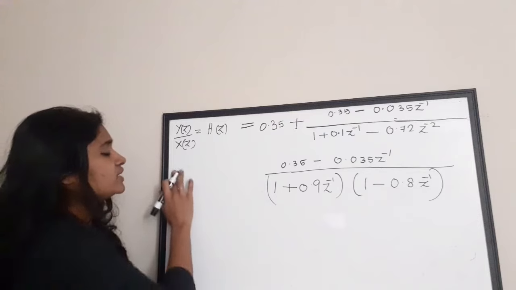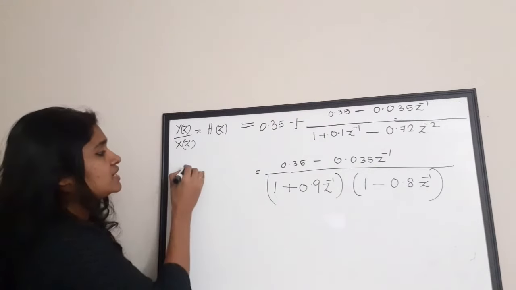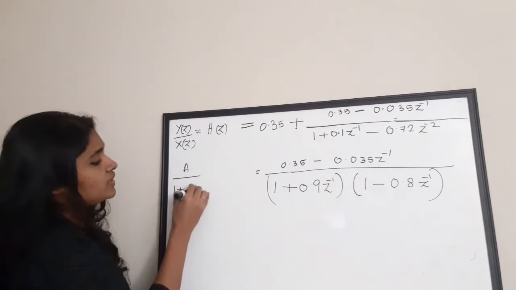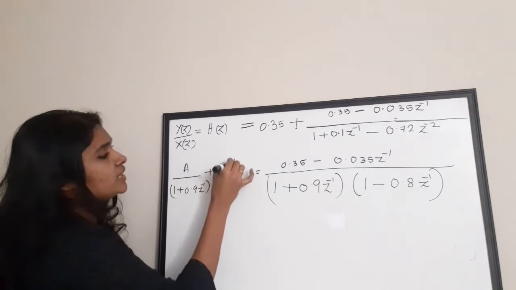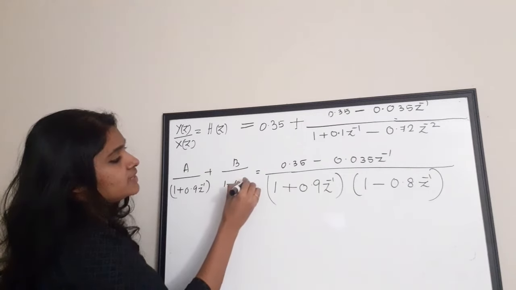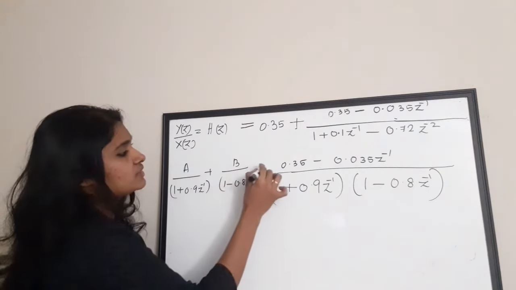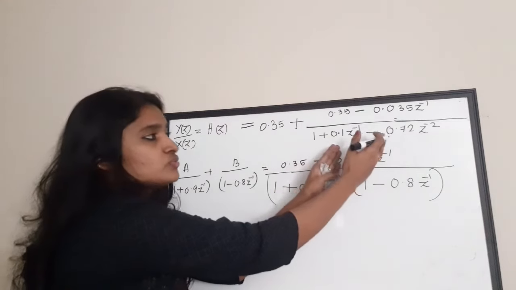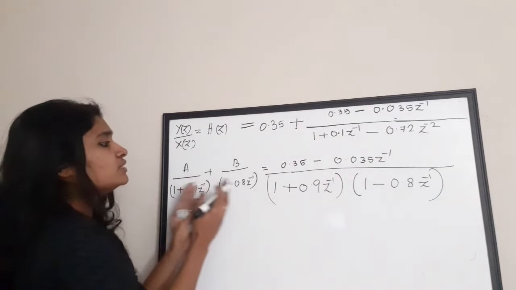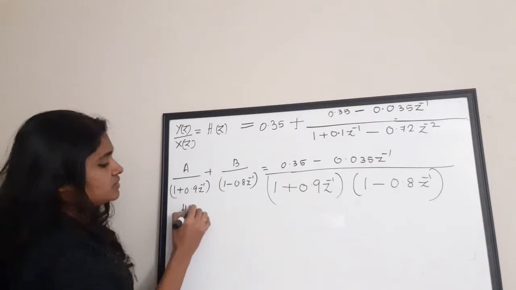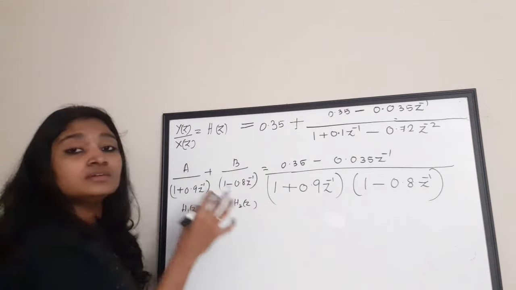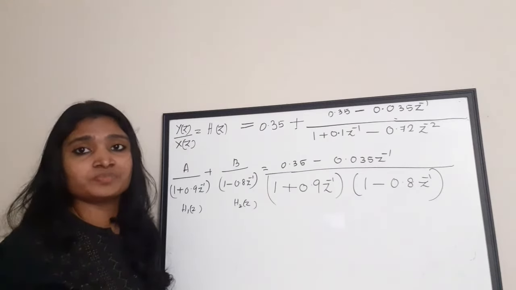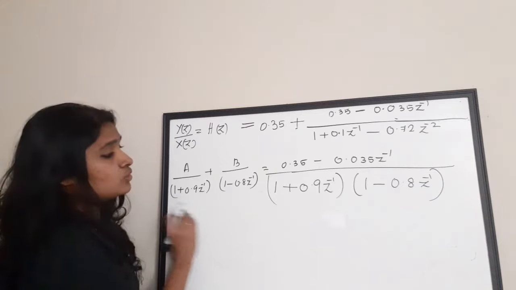In order to simplify this equation, we apply the math rule, that is a by this term, because this is a product. So a by 1 plus 0.9 z raised to minus 1 plus b by 1 minus 0.8 z raised to minus 1 will be equal to this term. Now if you equate it and find the values of a and b, we will get this large transfer function as a sum of two smaller transfer functions. So this will be your h1 of z and this will be your h2 of z. Now we have a format, that is c plus h1 of z plus h2 of z, and finally we can draw a parallel structure.